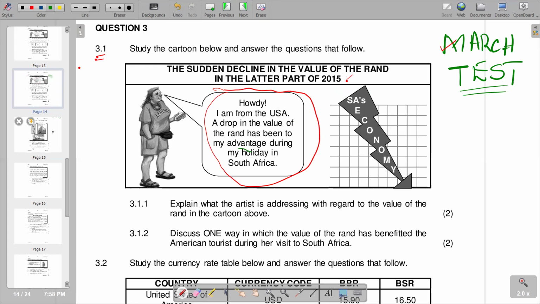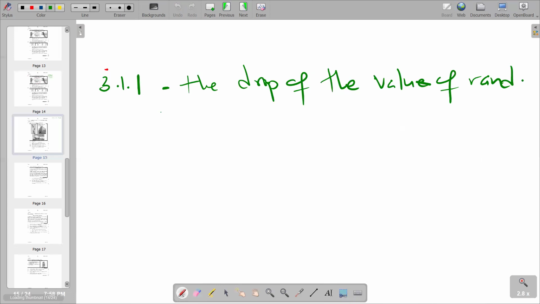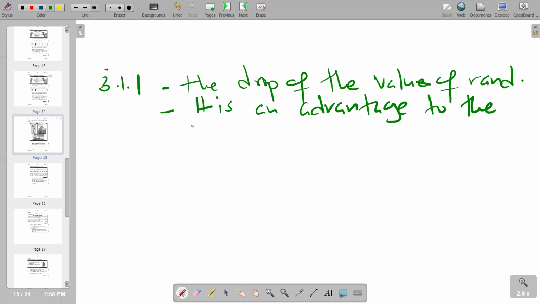You can express this on your answer section by saying it is an advantage to the inbound tourists. That is the tourists that are coming in from other countries. That's the response that we give for our first question.